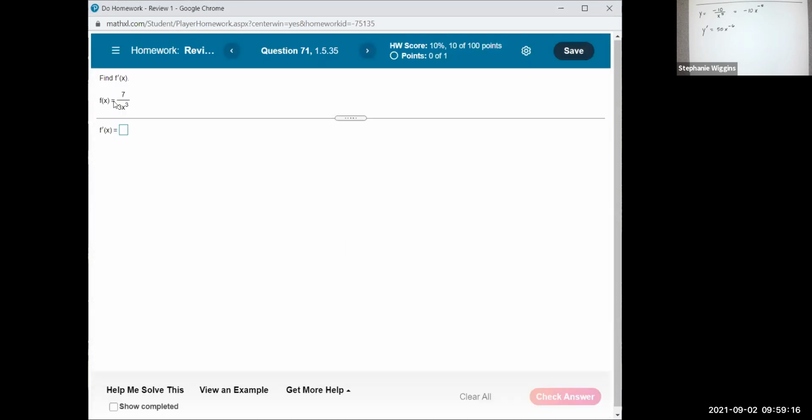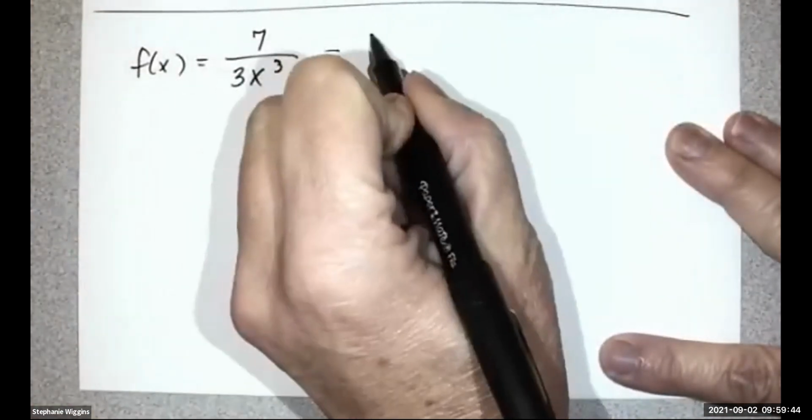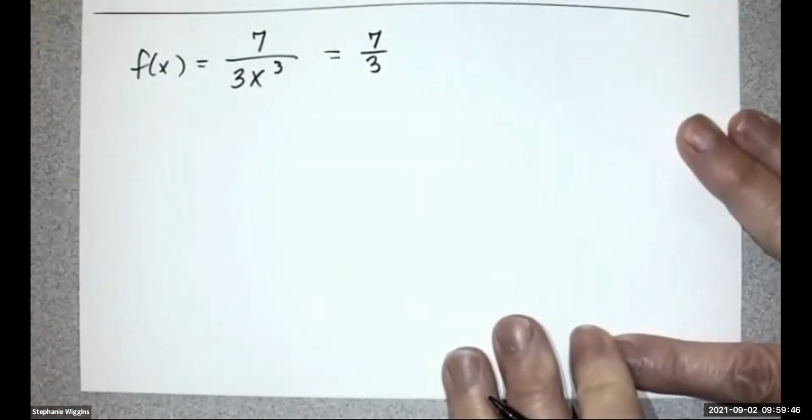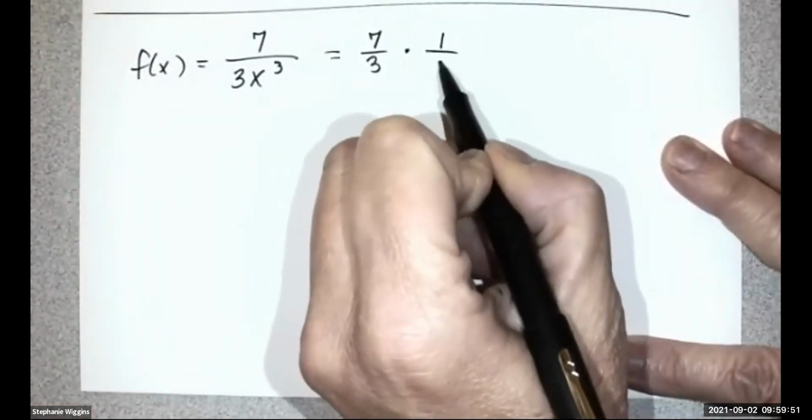Same thing here. Now be careful, this is a little tricky. The 7/3 is a constant, and so you want to write it as a constant multiple. So let me go ahead and work through this one. We have f of x equals 7 divided by 3x cubed. The way you want to think of this is your constant in front is 7/3, and then you're multiplying by 1 over x cubed.